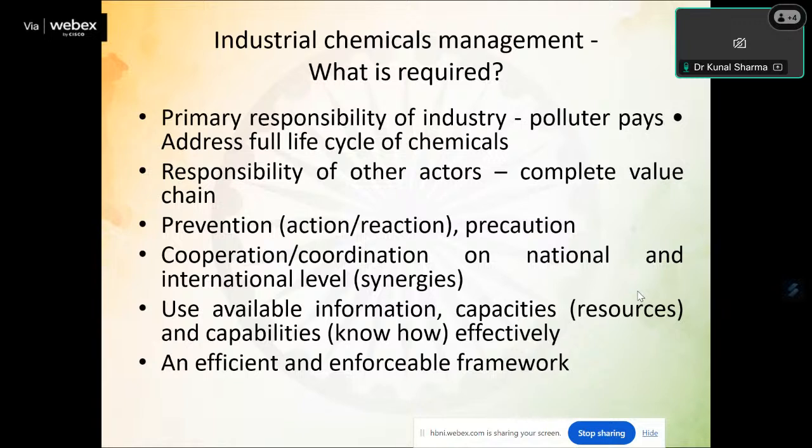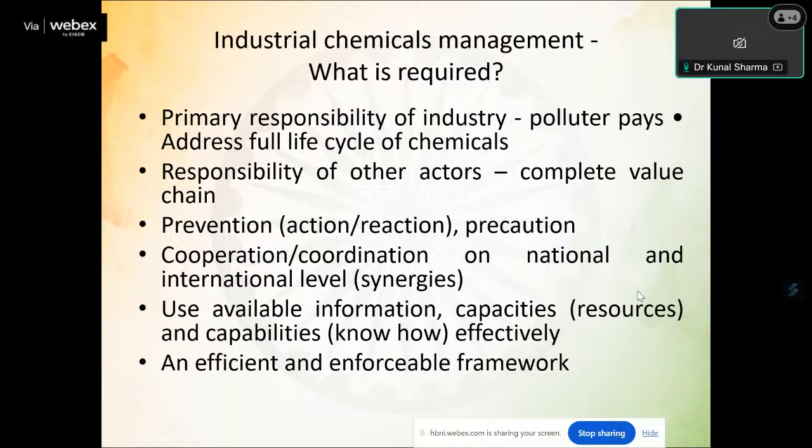Cooperation and coordination on national and international levels means synergies. It talks about synergies, how to synergize about the chemical part, use of resources and information and capabilities effectively. For example, if we are using a chemical for which we don't have any knowledge or it's a new organic solvent, and say some countries like Russia have the knowledge. So in this case, we can easily manage the knowledge which Russian people have in comparison to the Indians, and an efficient and enforceable framework. Rotterdam again focuses upon this efficient and enforceable framework. So they have fixed the responsibility and they have got this full cycle of the chemicals.